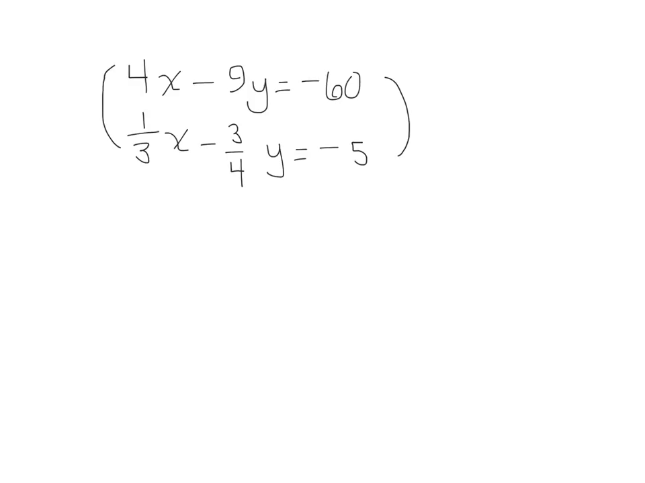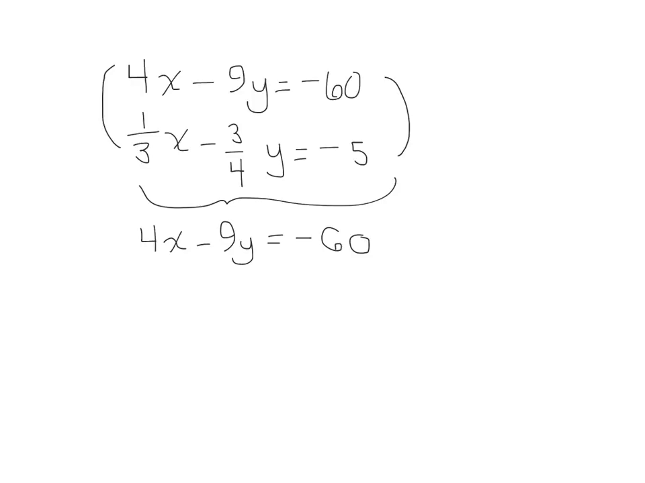So in this example, we're asked to solve this system of linear equations, and obviously these two equations are in standard form, although this one has yucky fractions. We could multiply through by 12, which would be the least common multiple of the denominators. And if we do so, we would get 4x minus 9y equals negative 60.